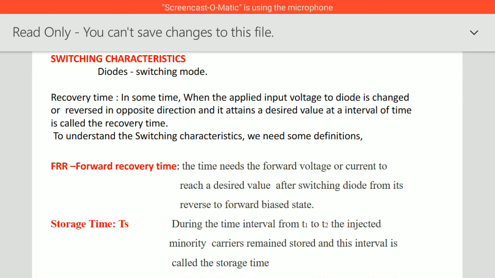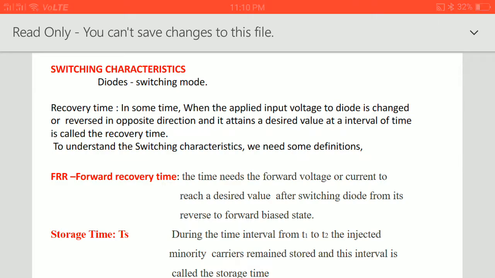The first definition is recovery time. So what is recovery time? When the applied input voltage to the diode is changed or reversed in the opposite direction, the interval of time it takes to attain the desired value is called the recovery time. Simply, when the diode changes from forward to reverse direction, the current takes some time to reach the steady state value. You can call it the recovery time.